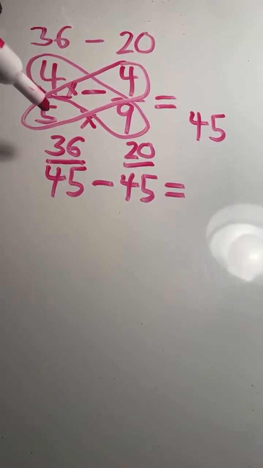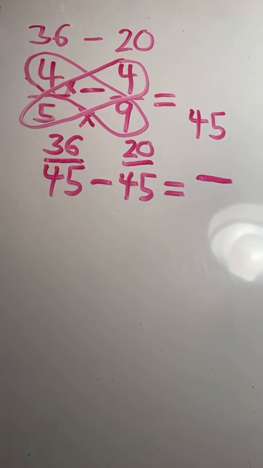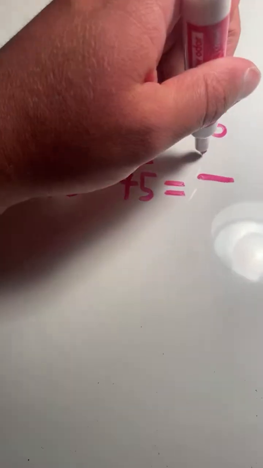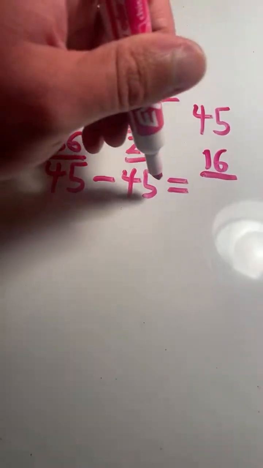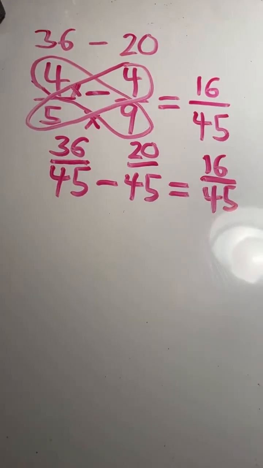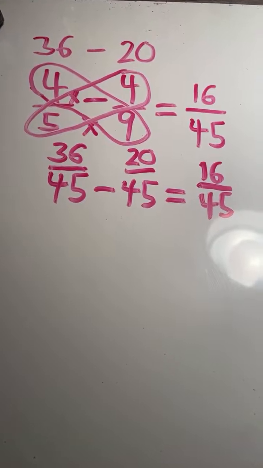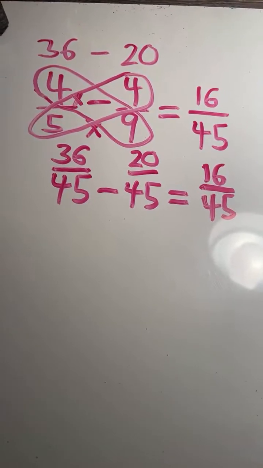So now that we have a common denominator, we can subtract our numerators. 36 minus 20 equals 16. Now that we have a common denominator, it stays the same. And we have our final answer. 4/5 minus 4/9 equals 16/45.